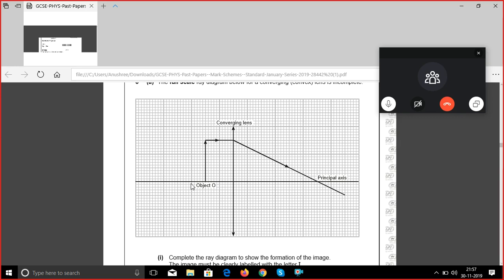Okay, I've drawn the image, and the image is virtual and upright. Okay, so virtual and upright, that's correct. And it's enlarged or diminished. Like what's the length?